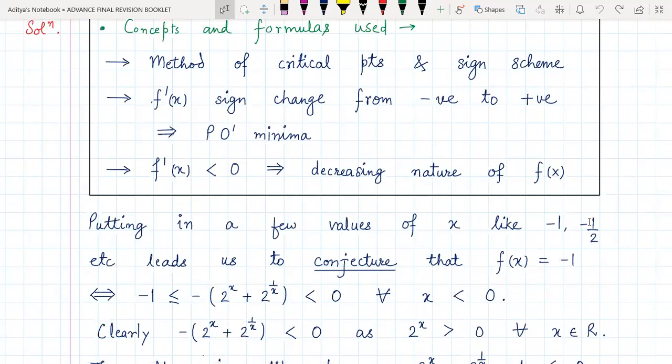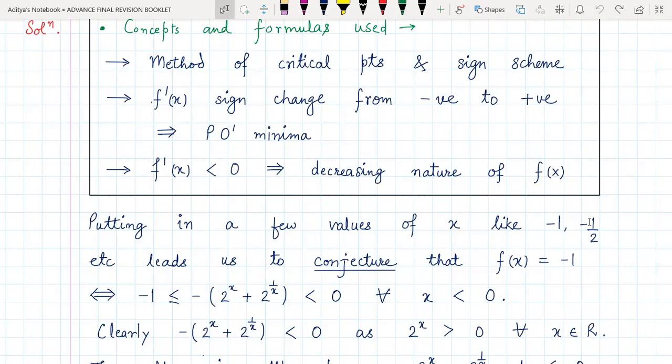Putting in a few values of x like minus 1, minus half, etc., would lead us to the conjecture that probably f(x) is identically minus 1. The reason is, if you find f(-1), it comes out to be minus 1. If you find f(-1/2), that also comes out to be minus 1. So if you put in a few values, you can observe that the greatest integer of that quantity always comes out to be minus 1.